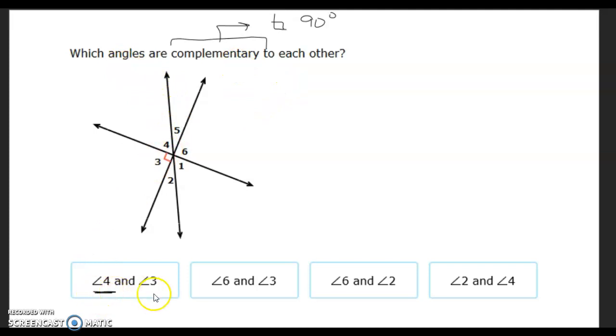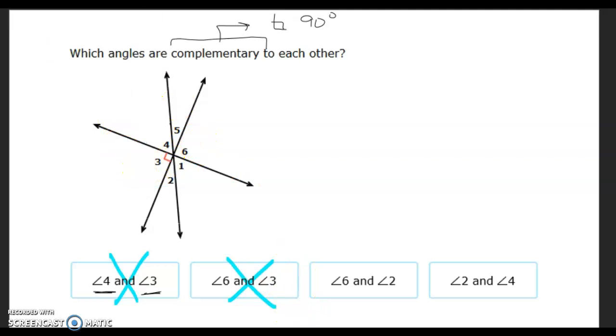So let's try this. Angle 4 and angle 3 are right here. Now 3 is already a 90-degree angle, so that's going to be more than 90, so it can't be this one. Let's try the next one. Angle 6 and angle 3. So I'm going to highlight those. Now if we look, remember, angle 3 already is 90 degrees. So adding another angle to it will for sure make it more. So it can't be really anything with angle 3 in the first place.